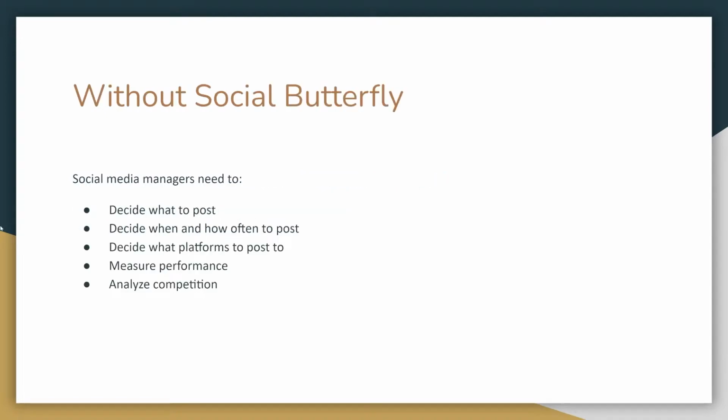So let's take a look at what this social media management process might look like without Social Butterfly. First, you need to decide what content to post. This could involve studying your competition and manually categorizing their individual posts to find out which kind gets the highest engagement. You could also write posts using content you already have, like blogs or videos, or you could find content from your audience and repost that.